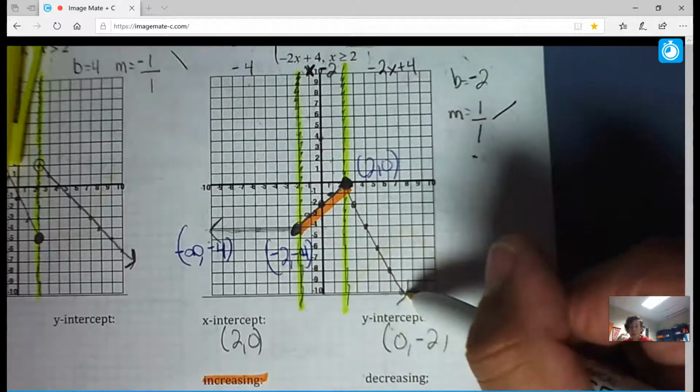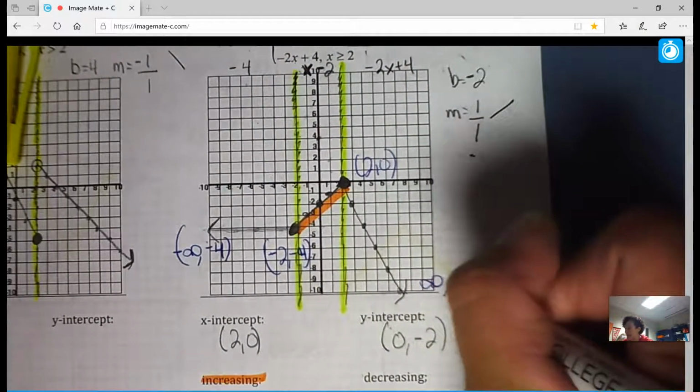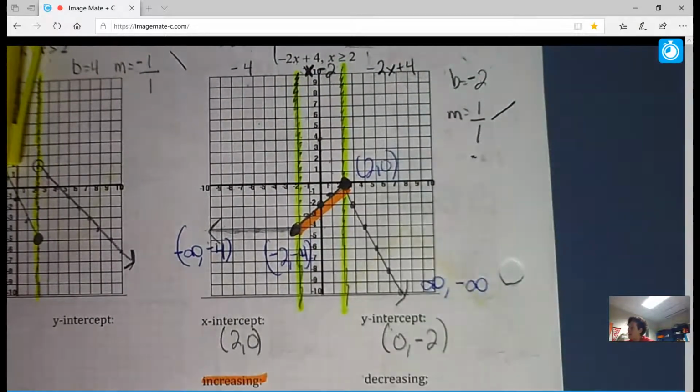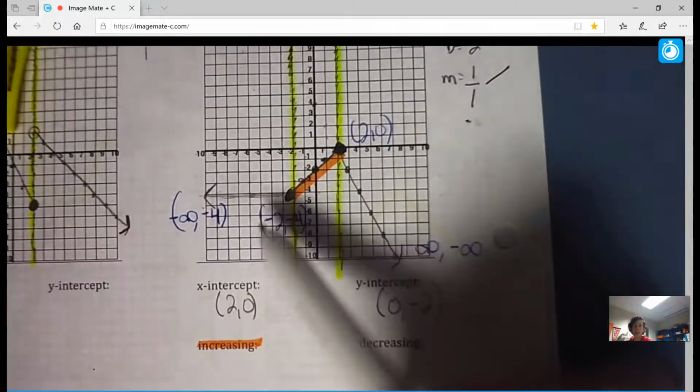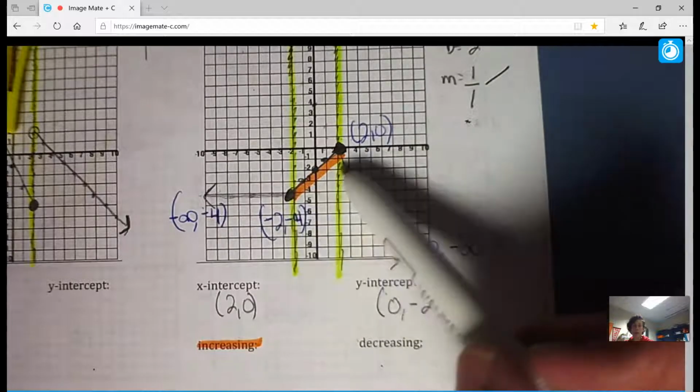All right. Here's another turning point, 2, 0. And then I have this arrow. So this arrow is going to the right, so infinity, and it's going down, so negative infinity. So when I do my increasing, again, we're describing that y is increasing, but we're going to use our x values. So from negative 2 to 2.